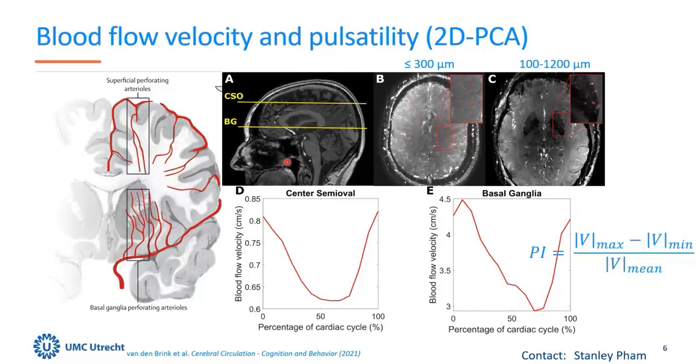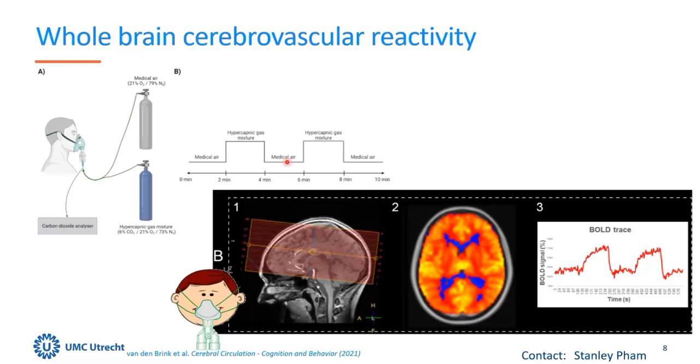So the secondary and complementary measure that we also performed on Zoom was looking at the whole brain CVR, bold CVR, which is obviously more venous weighted, using a hypercapnic stimulus as our activation. So what we did here is we had a sequence of 10 minutes where we alternated 2 minutes of medical air with 2 minutes of hypercapnic gas. The gas was 6% CO2, the rest was filled with room air, and then we alternated this, and this was our regressor for the bold CVR analysis.